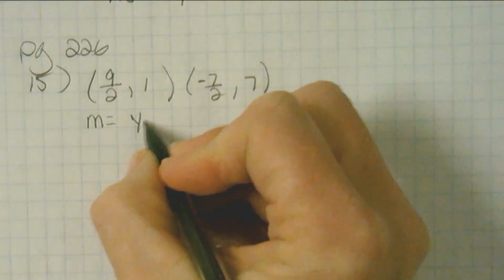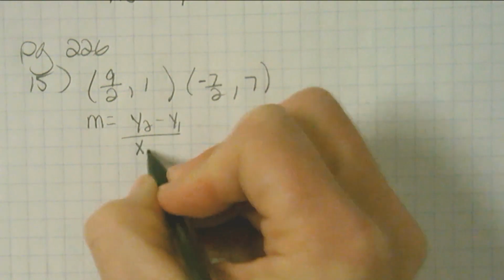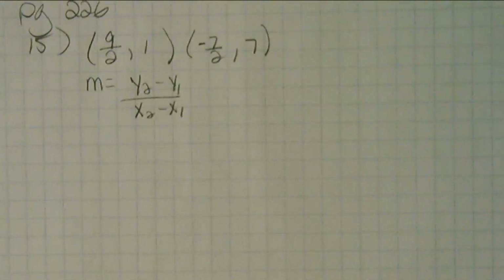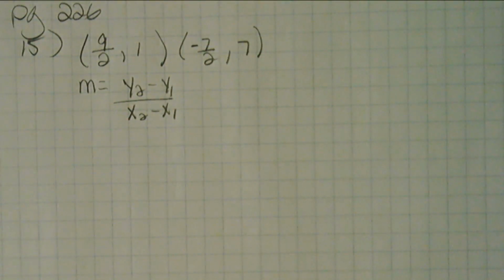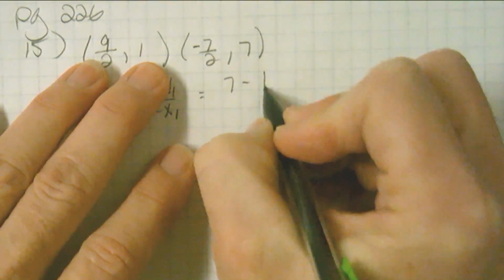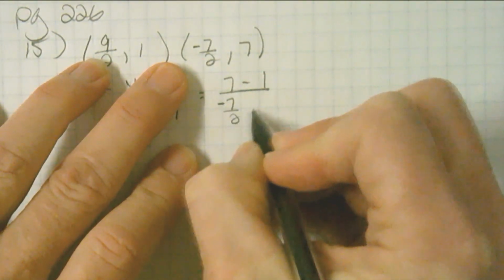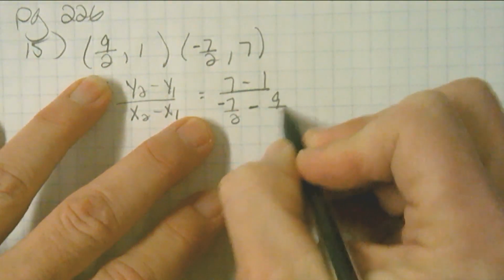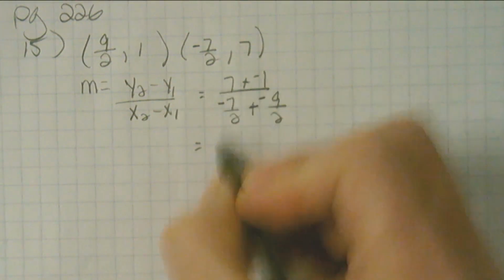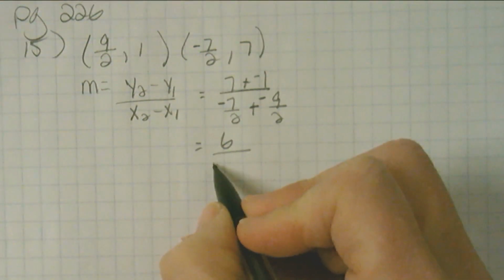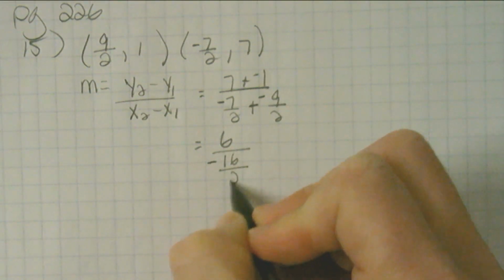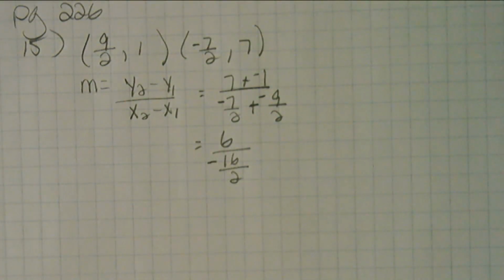So I have y2 minus y1 over x2 minus x1. Since your givens were fractions, your answer has to be with fractions, not decimals. Okay. So I'm going to do 7 minus 1 over negative 7 halves minus 9 halves. So we end up with 6 over a negative 16 halves. Does that make sense so far?